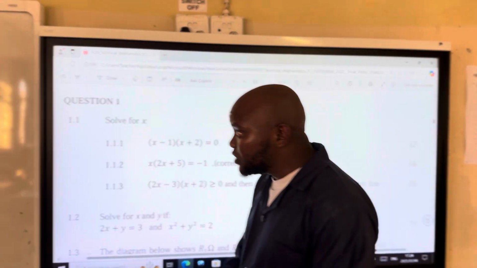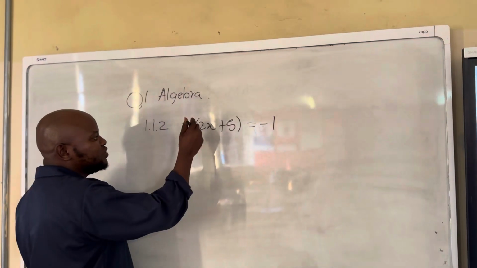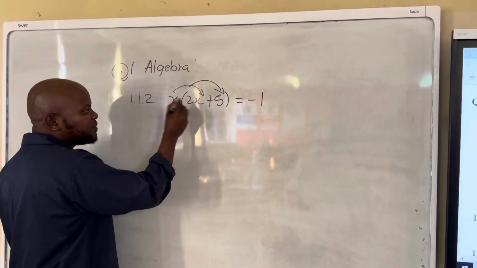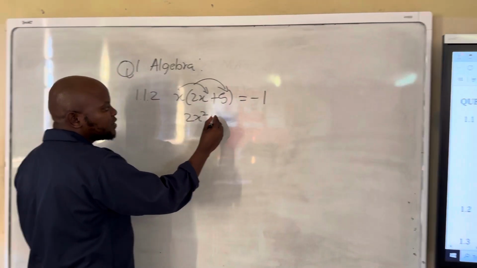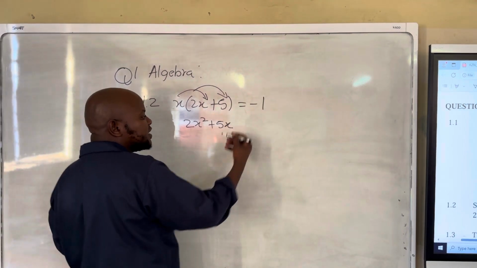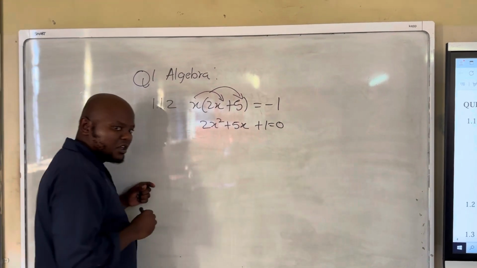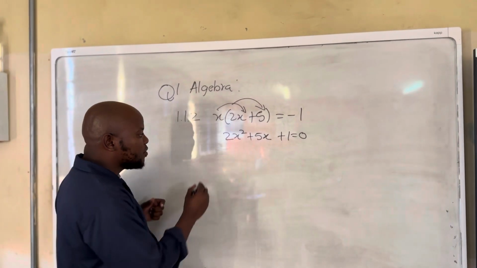So before we use the quadratic formula, we are going to simplify this now. x into 2x, x multiplied by 5. x multiplied by 2x will be 2x squared plus 5x. Now we are transposing this negative 1 to the other side, which is plus 1 is equal to 0. Now we're going to use the quadratic formula.